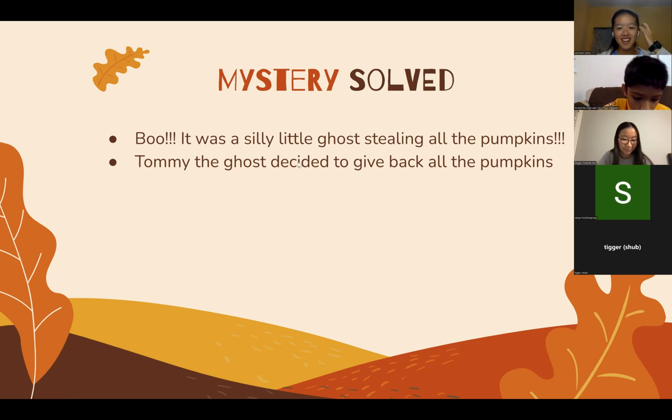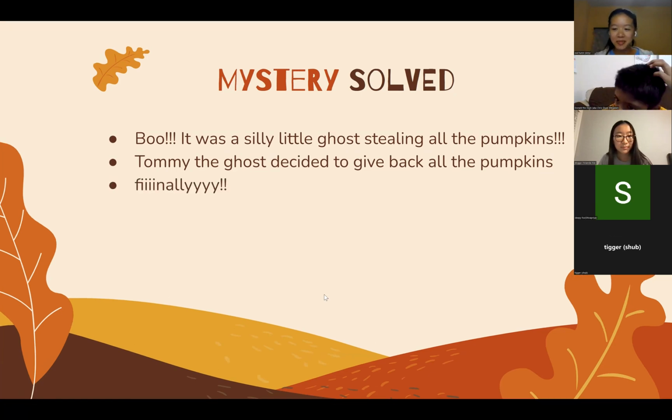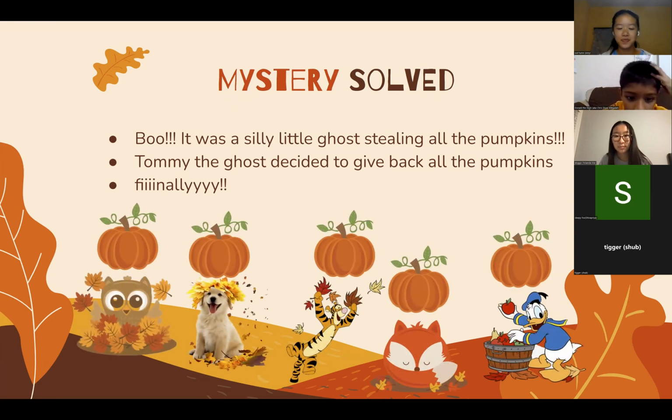But this ghost is kind of a nice ghost. So they stole all the pumpkins, right? But now they decided to give them back because everybody was really sad that they lost their pumpkins. So yay, you guys got all your pumpkins back. You didn't go on a 3-hour flight for no reason. So yay. We succeeded, you guys got your pumpkins with the power of math and logic.